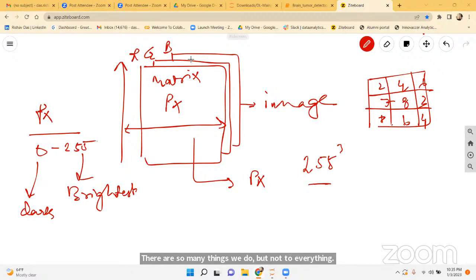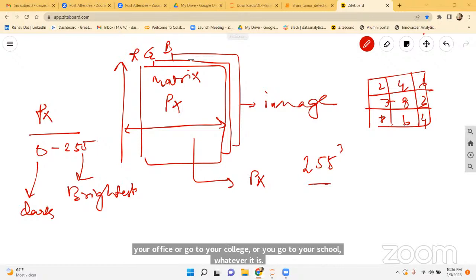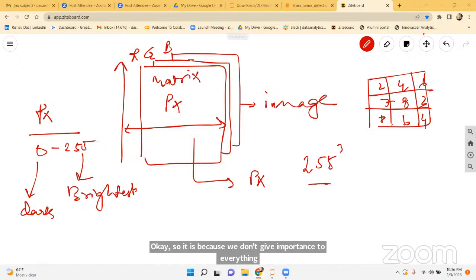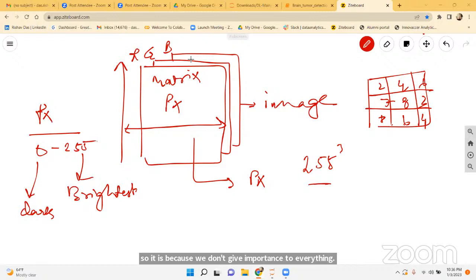You come through a road, let's say you go to your office or your college or your school, whatever it is. On the way, you don't remember each and every instance. You only remember some of the instances of the entire day. And after one or two days, you will forget whatever experiences you had gone through. It is because we don't give importance to everything. So all the inputs are measured with certain weightage.